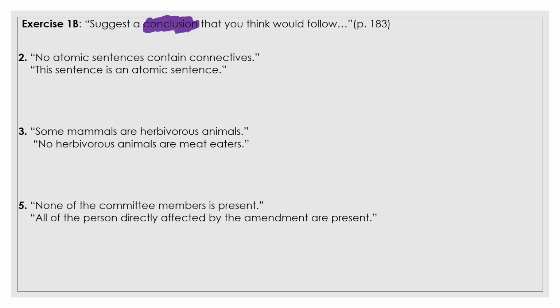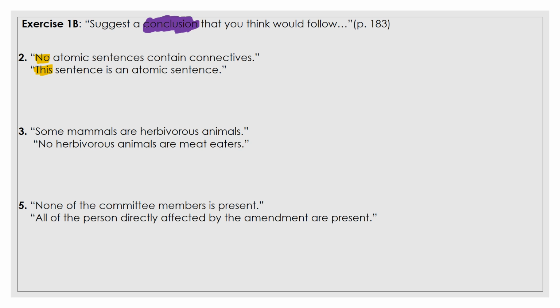Now, one way we can think about this is to notice that in the first premise we have this no declarative. It's a negative universal statement. It's saying that absolutely no atomic sentences contain connectives. It's a very universal, very broad statement, whereas in the second premise we have this: this sentence is an atomic sentence, which is particularized. In fact, it's particularized to an individual.